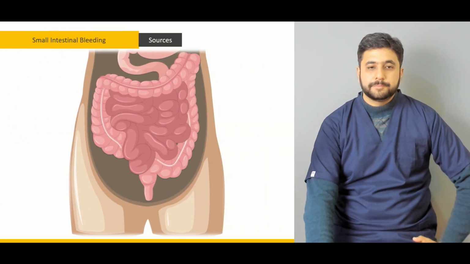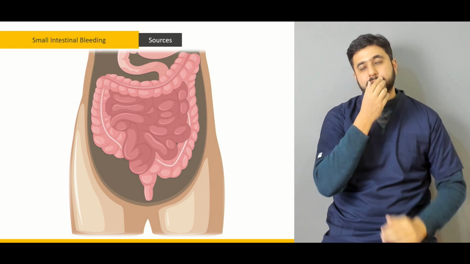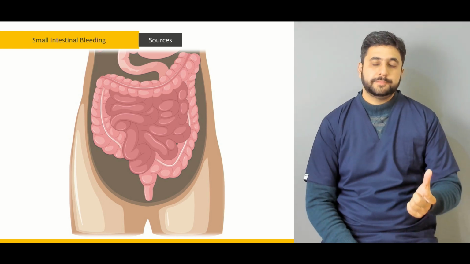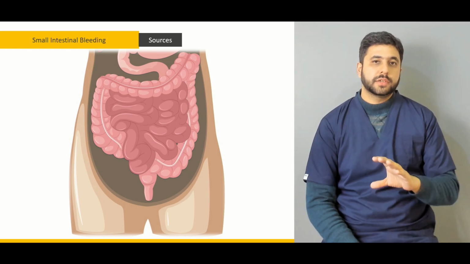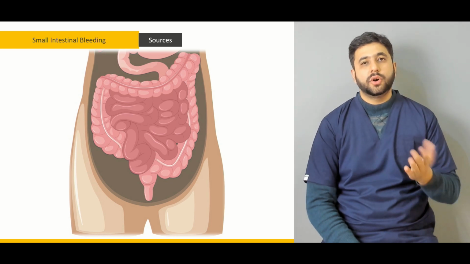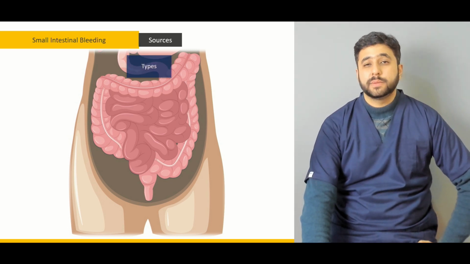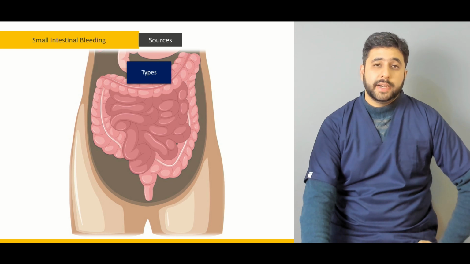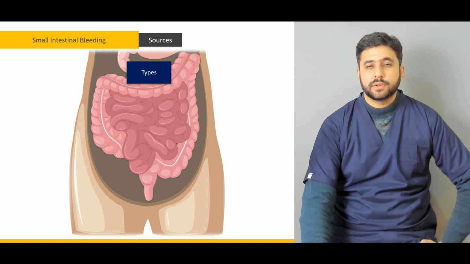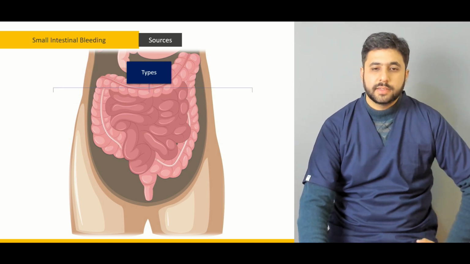Now let's go through small intestinal bleeding. The small intestine, as you know, contains three parts: duodenum, jejunum, and ileum. So it has one part of the upper GIT and two parts of the lower GIT. It can present with either melena or hematochezia, but the majority of the time it presents with hematochezia, or it can also present with occult bleeding, which is fairly common, especially in the context of the small intestine. We are unable to locate the source of the bleeding. We are going to talk about it in the coming slides.